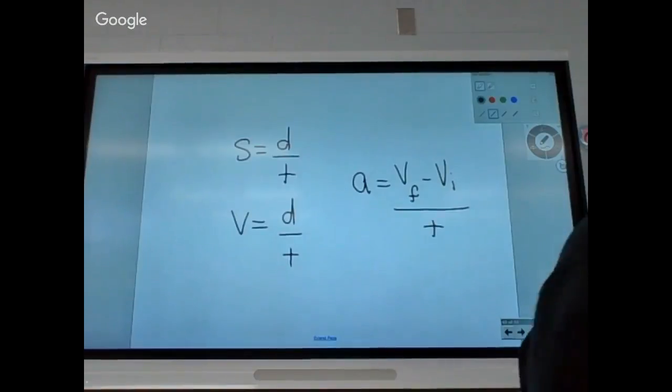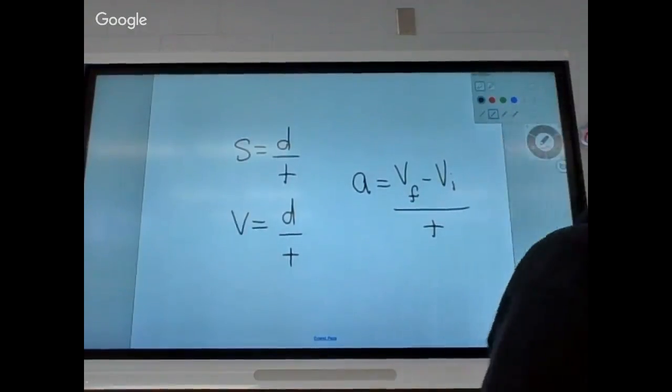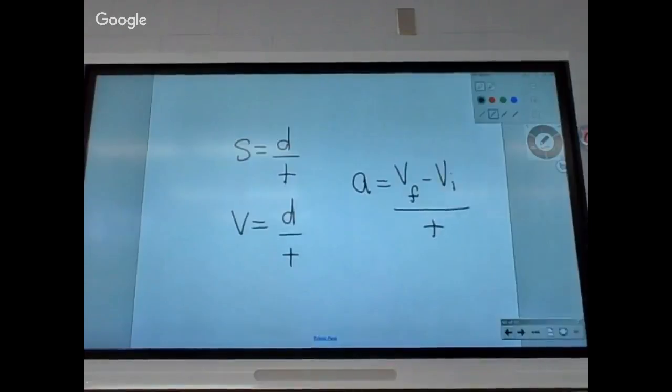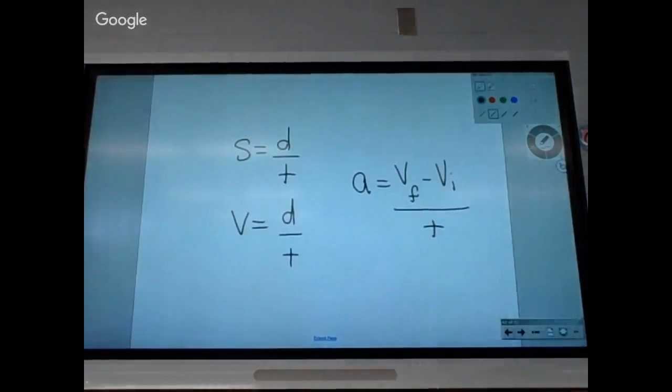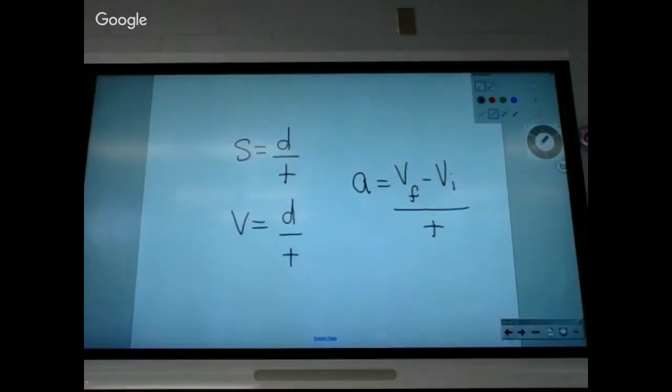How fast did she run it on Monday? Okay, that was Monday. For Tuesday, how much did she run? How far? Yep. And how long did it take her to run it? So you have to calculate both of these and get an answer for both of them, then subtract to see how much she increased. All right.